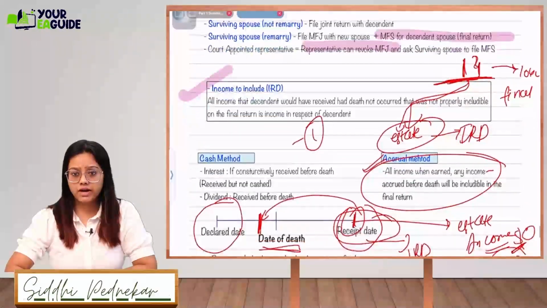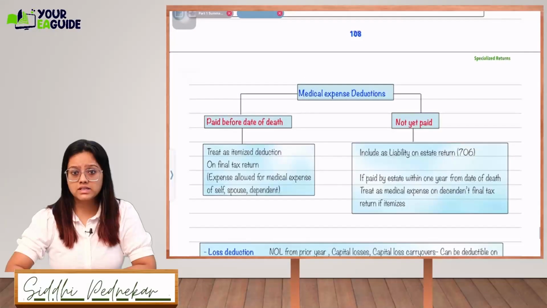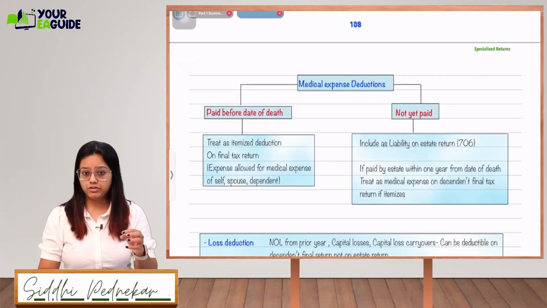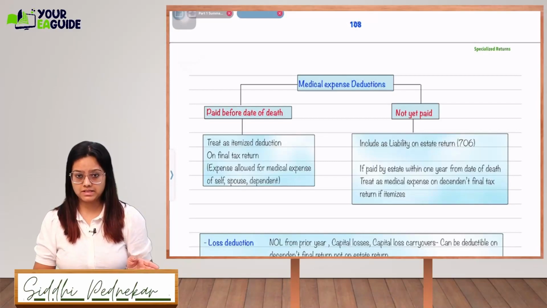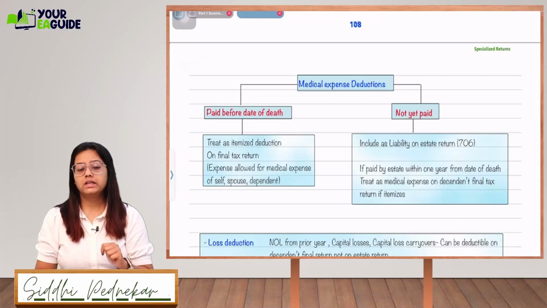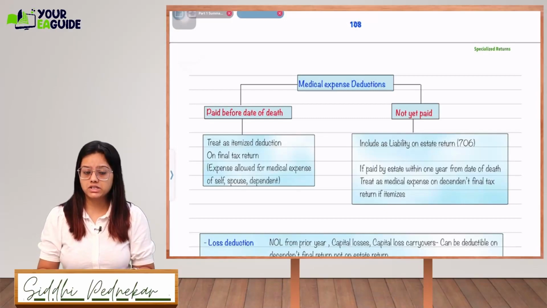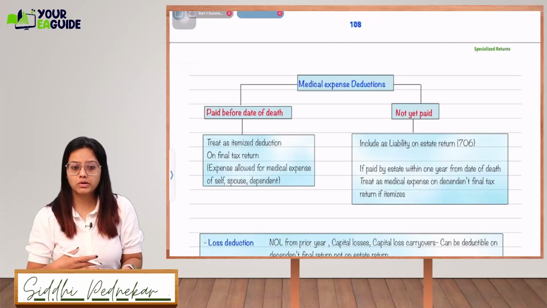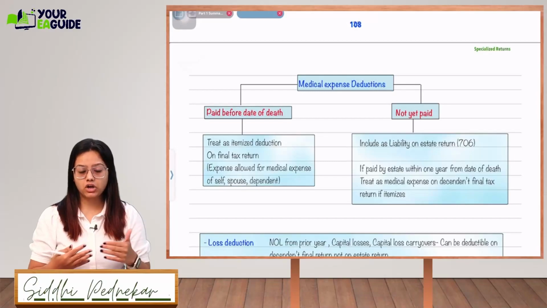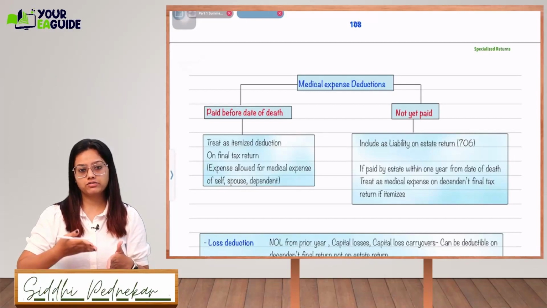Next, in case of the final descendant return, if medical expenses are incurred for that particular descendant and paid before death, you simply include them on Schedule A as a medical expense. If not paid before death, you include it in the estate return as a liability. It might happen that the person is going through so many medical treatments, but the payment has accrued and not yet been paid. After the date of death, it is paid.